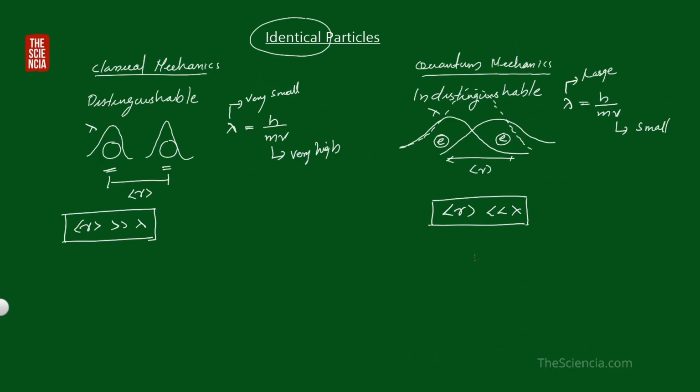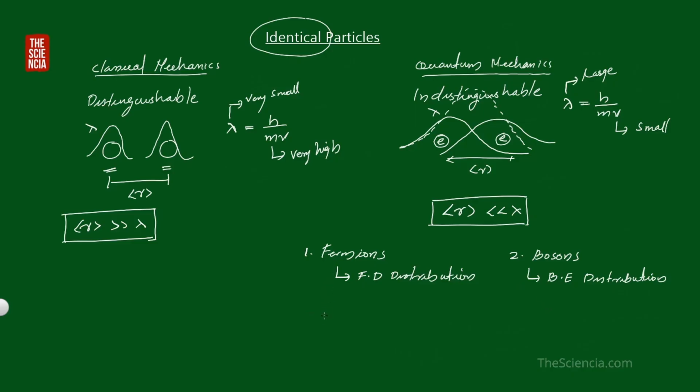And in quantum mechanics, the indistinguishable particles are of two types. One is fermions, and the second one is bosons. The fermions obey Fermi-Dirac distribution, and bosons obey Bose-Einstein distribution, or statistics.